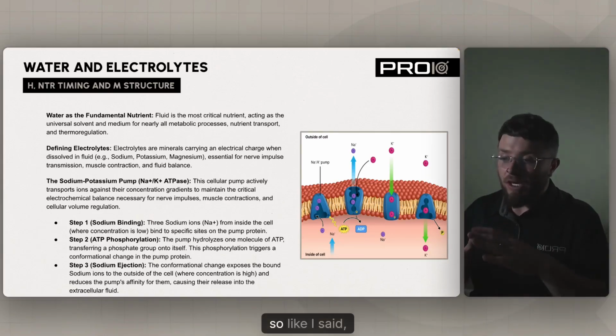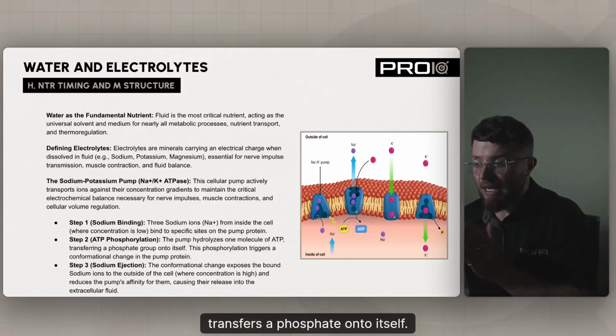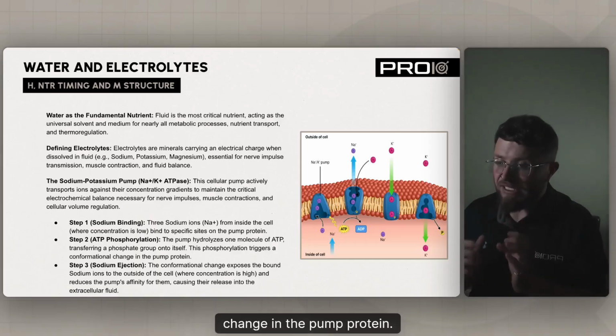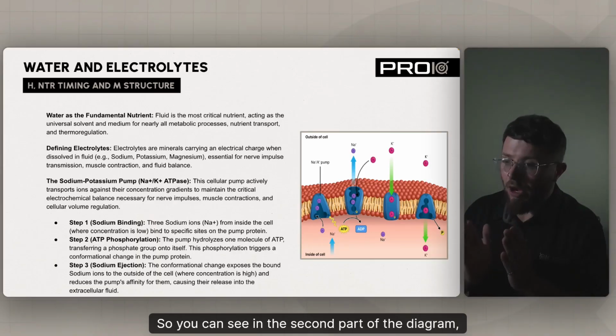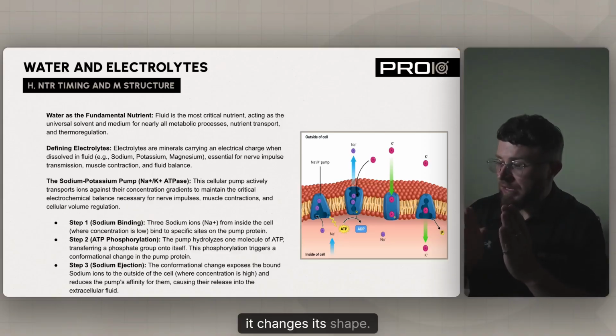Okay. So, like I said, the pump hydrolyzes one molecule of ATP and transfers a phosphate onto itself. That phosphorylation triggers a conformational change in the pump protein. So you can see in the second part of the diagram that conformational change of the pump protein. It changes its shape, okay?